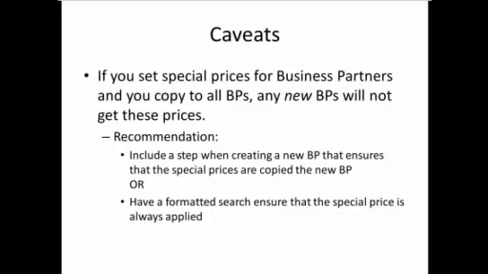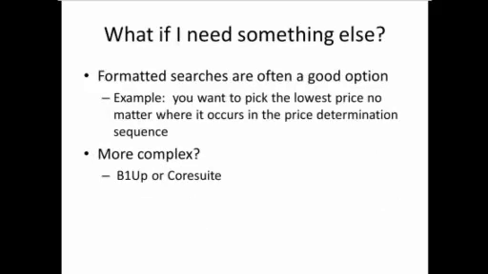You can also have a formatted search. So if you don't set up special prices on the business partner, you could also use that idea where you have a special table and you check that and always apply that, even if you've added new business partners. So you could just say, what's the price? That is a possibility. So if you need something more complex, formatted searches are an option. A lot of our customers do special things in special situations, and formatted searches are often a good way to handle that. And if you need something more complex, you can use B1UP or Core Suite, whichever you have, if you have either of those.